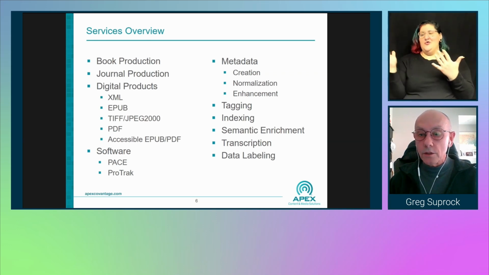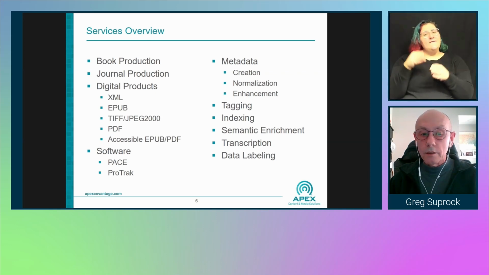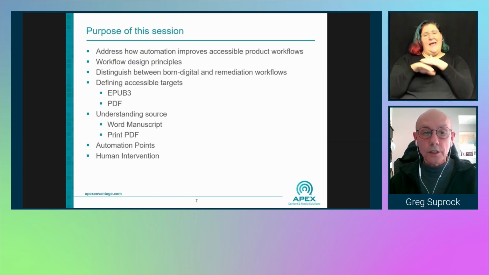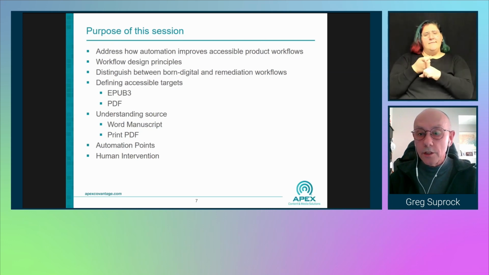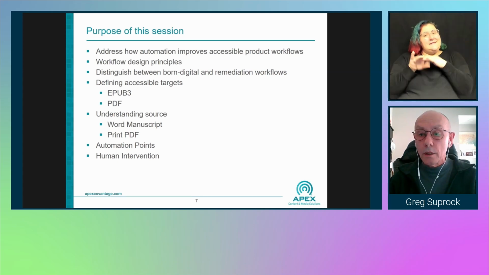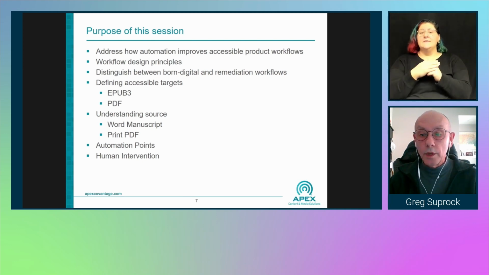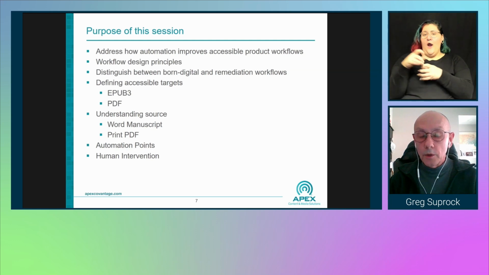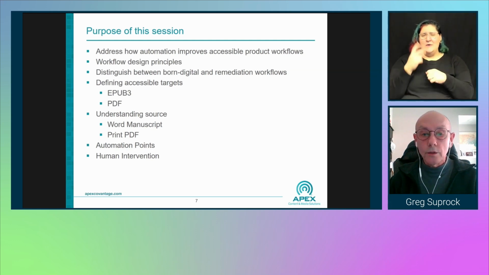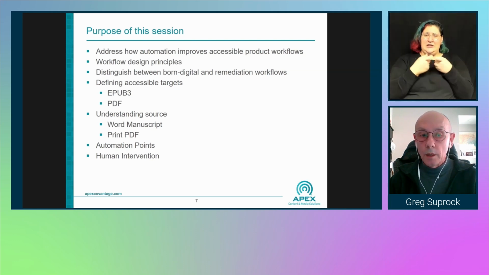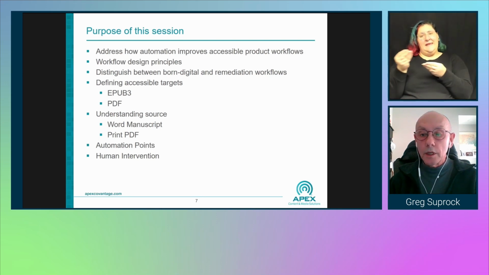I'm going to focus on things that are associated with some book production today, and we'll bring in aspects about accessibility that touch on a large number of our services. The primary purpose for the session today is going to be focused on addressing how automation can improve accessible workflows, particularly with regard to the quality and the speed with which content can be delivered. I'm going to be touching on points associated with workflow design. I'm going to distinguish between born digital and remediation workflows. I'm going to focus on primary accessible targets for the deliveries, going to be EPUB 3 and PDF.